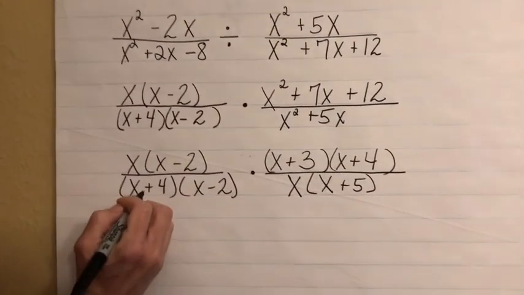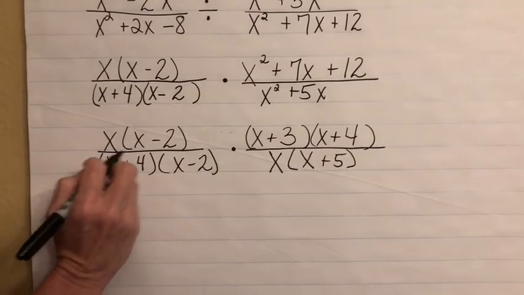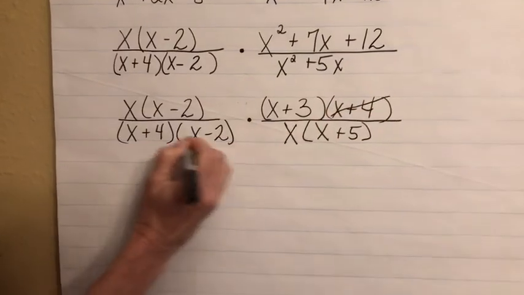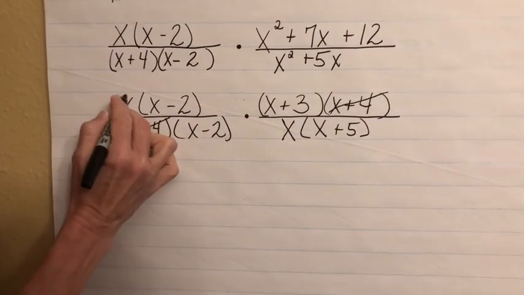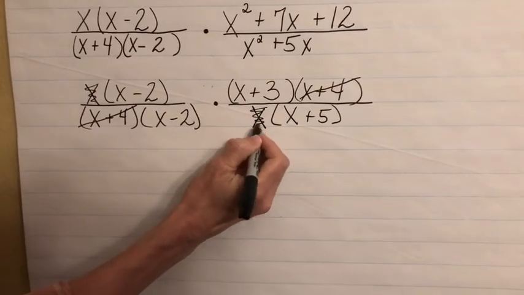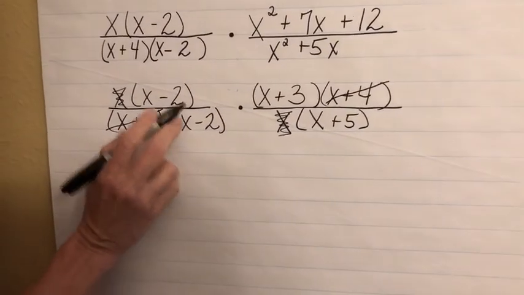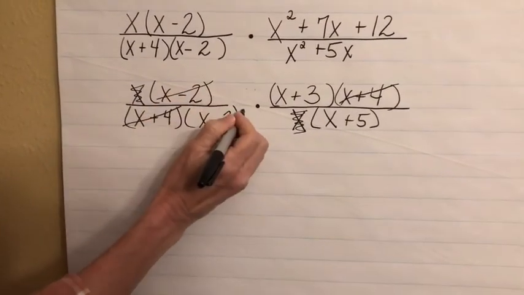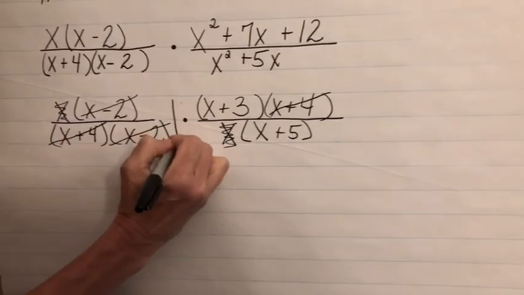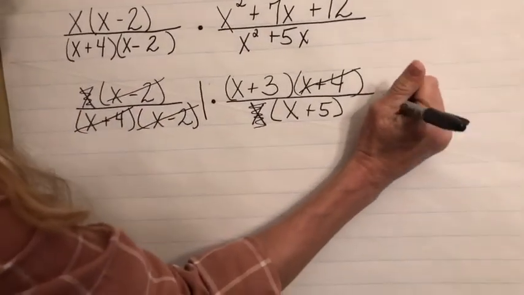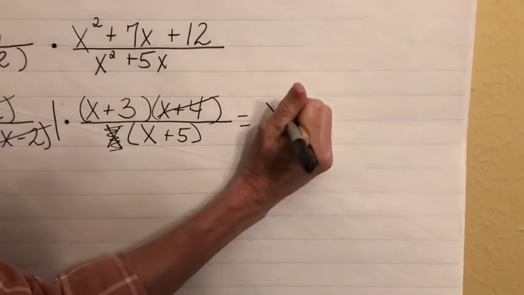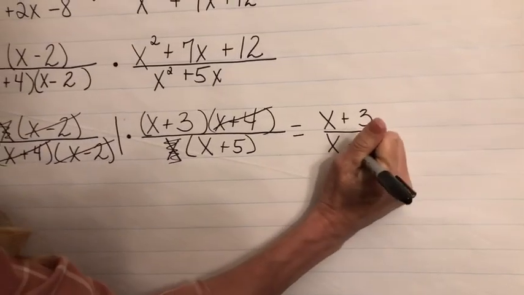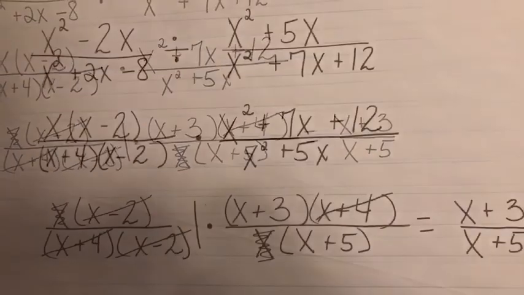All right, so now that we have it here, we can start canceling. So I have an x plus 4 up top and an x plus 4 down here. I have an x there and an x here. And then I don't have any more across, but x minus 2 over x minus 2 is 1. So we can just cancel that out. So this whole fraction becomes 1. And so our final answer is x plus 3 over x plus 5.